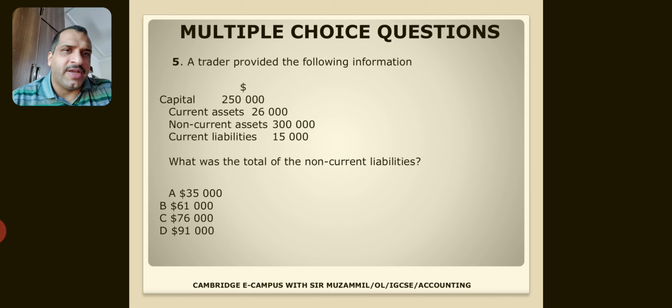Such numerical questions could also come. A trader provides the following information: capital, current assets, non-current assets, current liabilities. What is the total non-current liability? What you will do is simply add all the assets, and you have capital as well. Assets minus capital gives you the total liabilities, and you already have current liabilities. When you subtract the current liabilities from the total liabilities, you will get the answer.